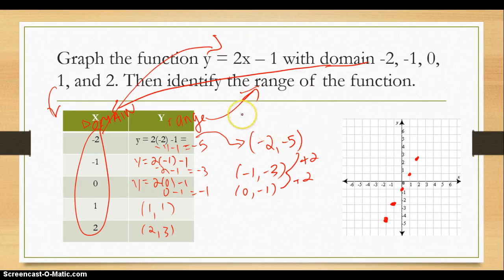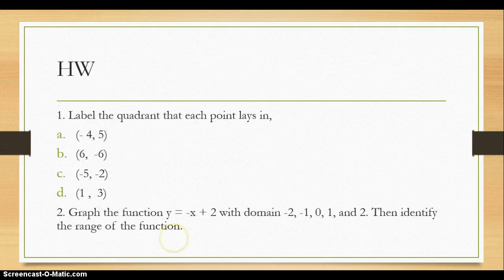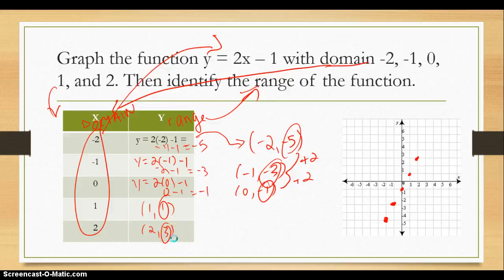Okay, so we are identifying the range here. We know that the range increases by 2. -5, -3, -1, 1, and 3. We've identified the range. That's what it looks like. You are plotting it after you're finished. So it's very important that you work with.